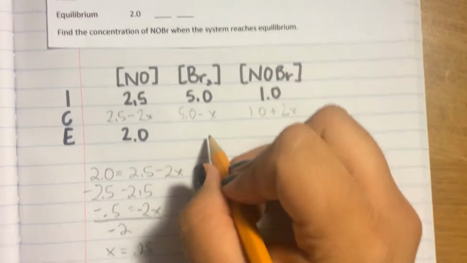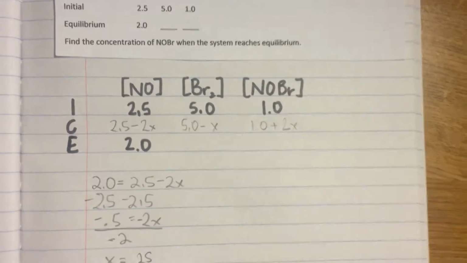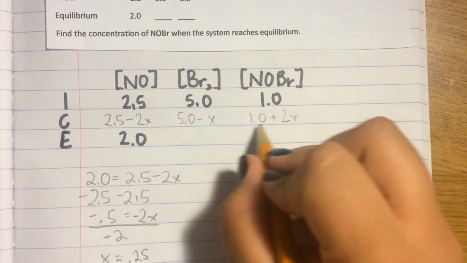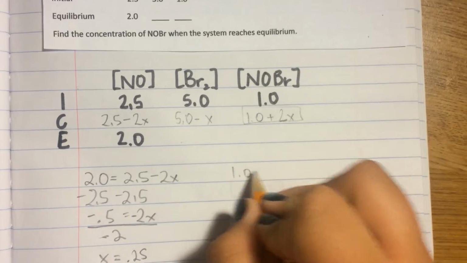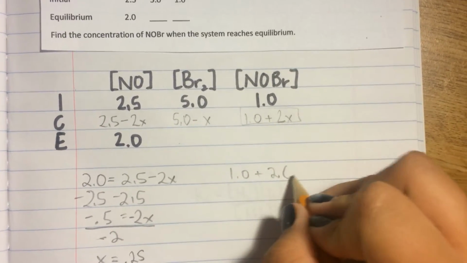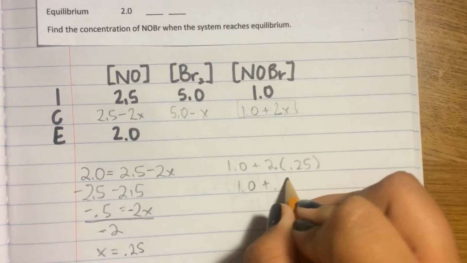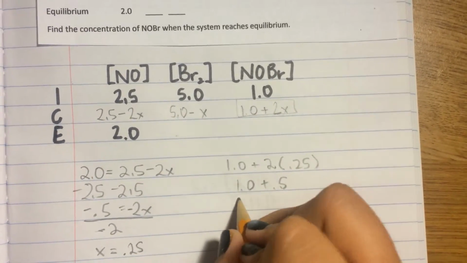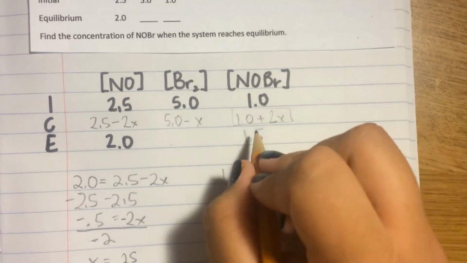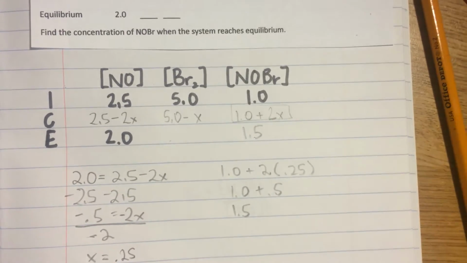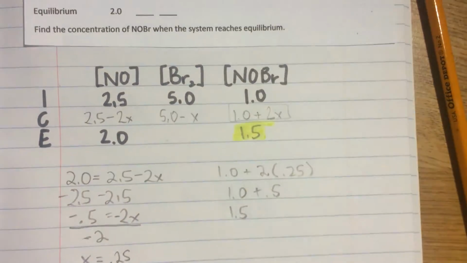So, I mean, I could solve for the equilibrium of the bromine gas, but I'm not being asked that. So I want to solve for this right here. I already know what x is, so 1.0 plus 2 times 0.25 is actually 1.0 plus 0.5, which becomes 1.5. So I know that the equilibrium is going to be 1.5 for the nitrosyl bromide.